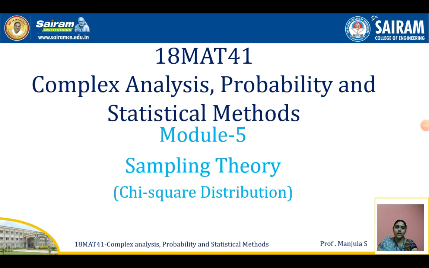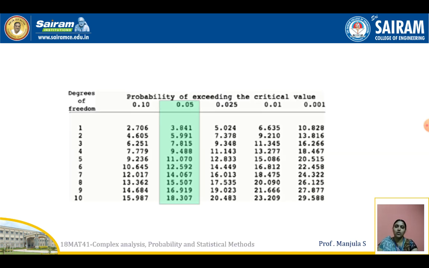Hello students, now I am going to explain about chi-square distribution in module 5, sampling theory, in the subject complex analysis, probability and statistical methods. So this is the chi-square table. With degrees of freedom 1 to 10 mentioned there at 95% level of significance, or 5% level of significance, we can find the standard value of chi-square with the help of this table.